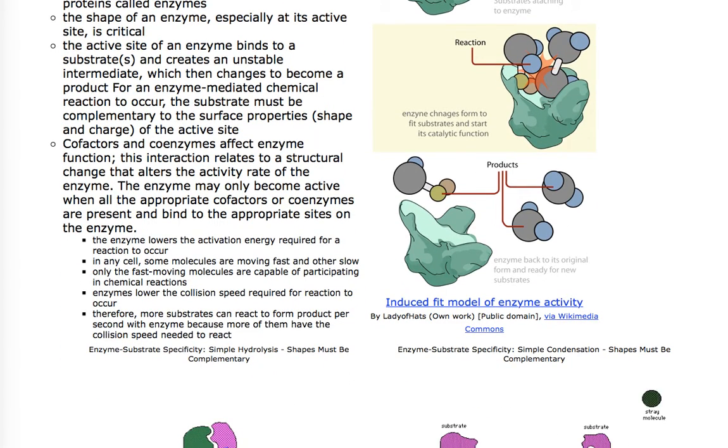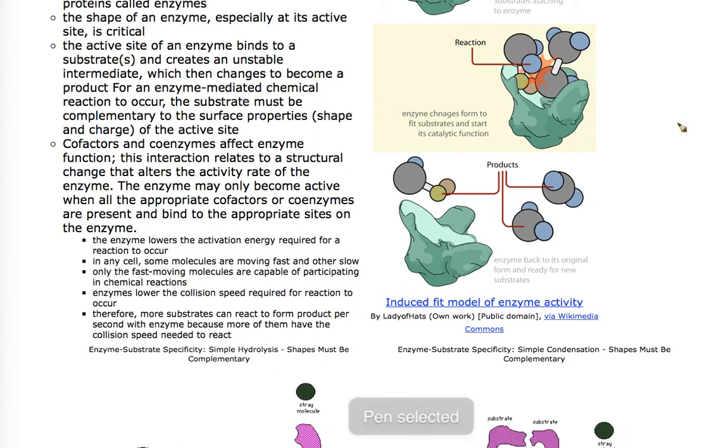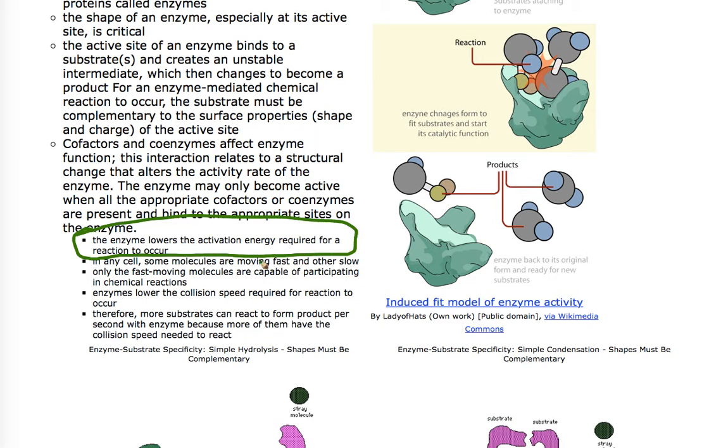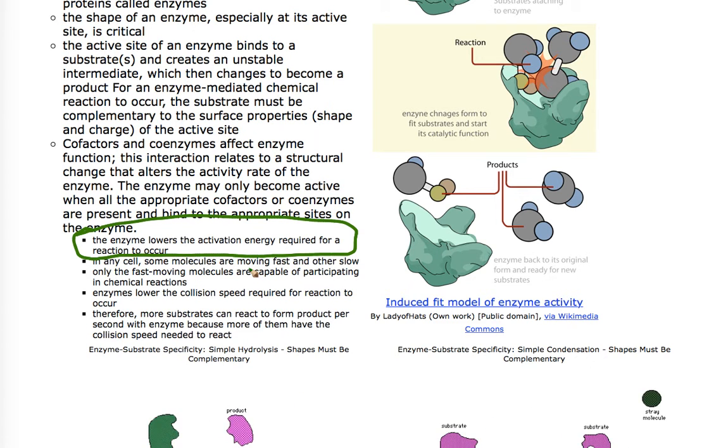The way an enzyme works is it actually lowers the activation energy. This is very important right here. The enzyme lowers the activation energy required for the reaction to occur. And what it comes down to is molecular speed is often the requirement for making reactions take place.